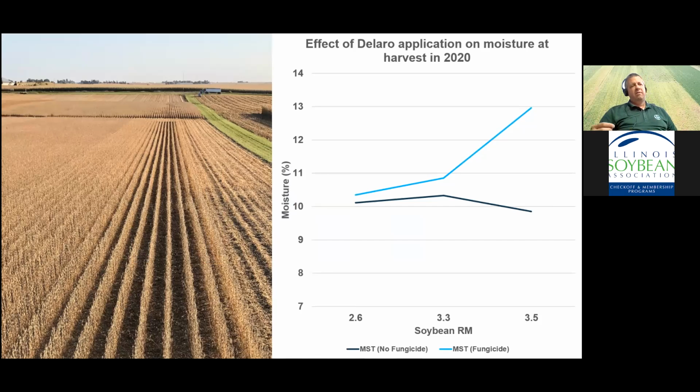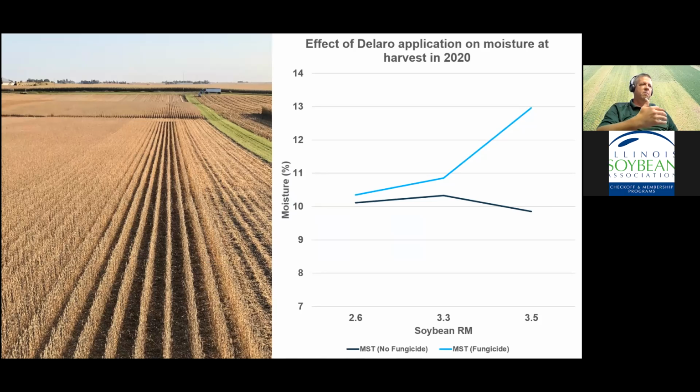And when we looked at a later soybean, we actually saw a little bit of increase in moisture. That you can see in the picture on the left, that's a picture of the field where this data was collected. And you can see from the perspective of the picture, the bottom half of the picture was where the fungicide was not applied. And you can see the plants, just the difference in color where the fungicide was applied.